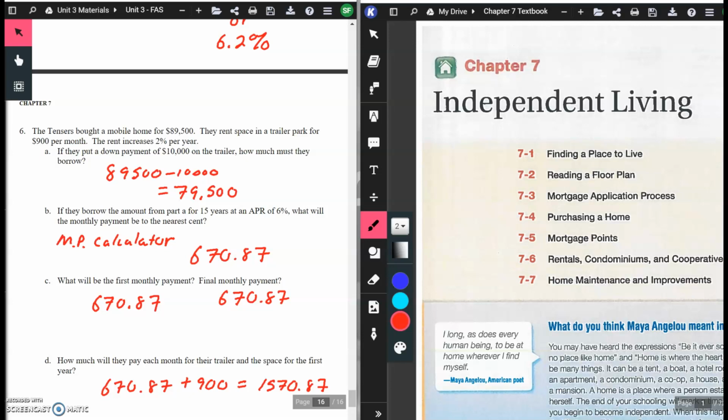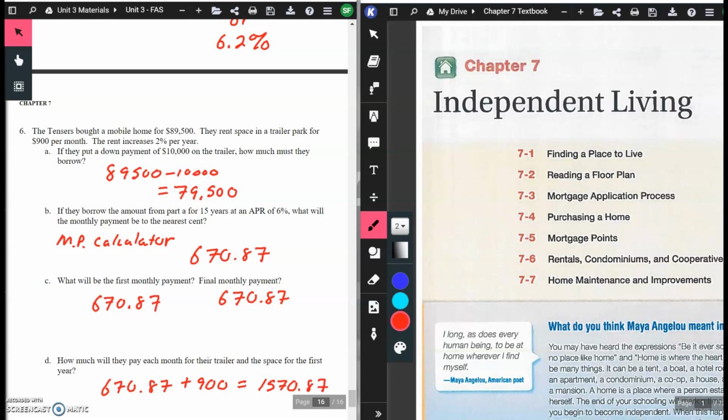So there you're going to use your monthly payment calculator. Remember that link on the Canvas page. So you're going to plug in your 15 years for the time. APR is 6%. They're borrowing $79,500. That kicks out a monthly payment of $670.87. What will the first monthly payment be? Well, $670.87. And what will the final monthly payment be? $670.87. It's a fixed mortgage. Unless it tells you otherwise, it's fixed.